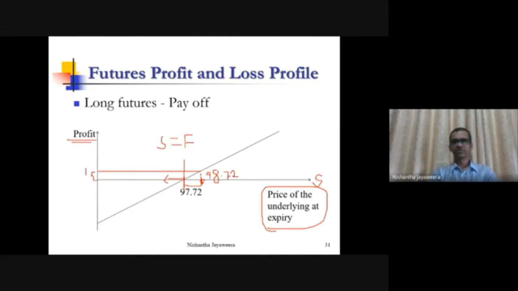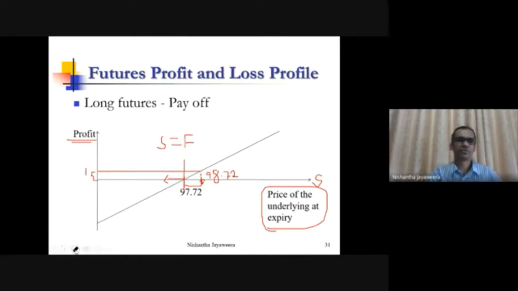Then can you think about, if it is a short futures, what would be the shape of the diagram? It's the other way around. Downward sloping, because when you are short, you make a profit when the price goes down. You make a loss when the price goes up. So, what is the maximum profit that you can get when the price is 0? It will be a straight line like this. True. Okay, we'll come to that, however.